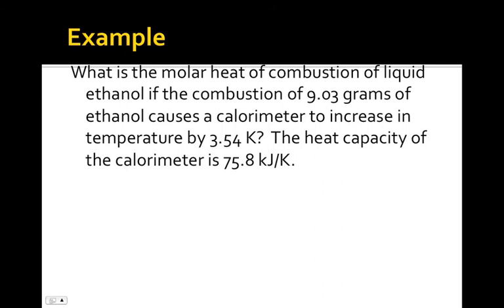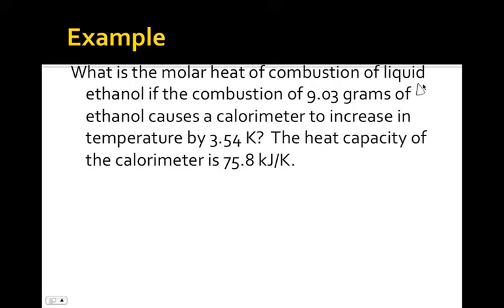Okay, last thing that I wanted to do in this particular video, and then we will call this one a day. Molar heat of combustion of liquid ethanol. What is it? If the combustion of 9.03 grams of ethanol causes the calorimeter to increase in temperature by 3.54 Kelvin, and then they give me the heat capacity of the calorimeter. So this is another one of those questions where you're looking at it going, oh my God, where do I start? Well, look at what you're trying to find. What is the molar heat of combustion?